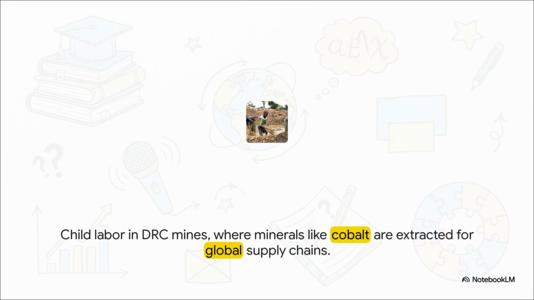The global demand for things like our smartphones and laptops drives the mining for minerals like cobalt. And as you can see in this picture from the Democratic Republic of Congo, that whole supply chain often depends on child labor. Kids are working in these terrible, dangerous conditions for just $1 or $2 a day. It's tough to look at, but it's part of the story.